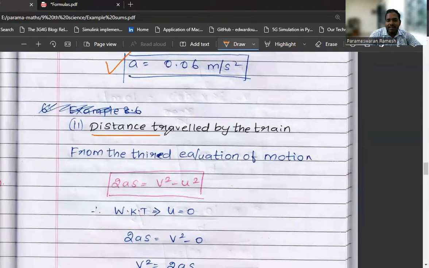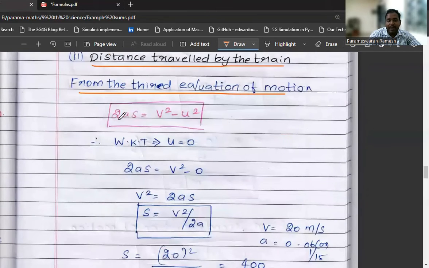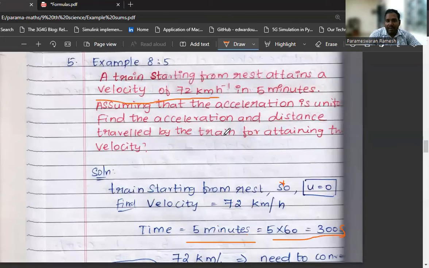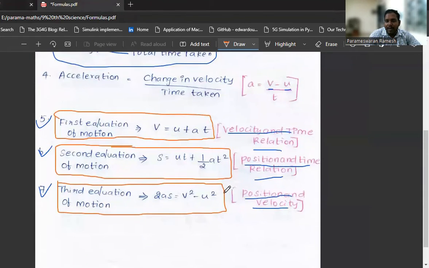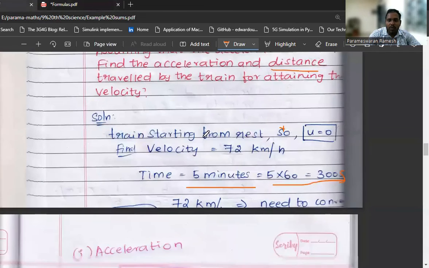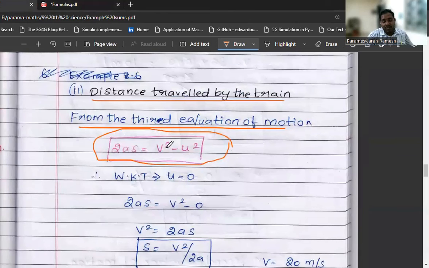So we need to find the distance traveled by the train. So this is the question given. From the third equation of motion, we get 2AS equal to V square minus U square. So how are we writing this formula? That might be a doubt. Okay. Because they have given the initial velocity and the final velocity, they are asking to find the distance. So coming to the formula, distance is S. But here they have given the initial velocity and final velocity, and acceleration, though our sum also asks for acceleration, and time is also given. So you need to apply this formula: 2AS equal to V square minus U square.